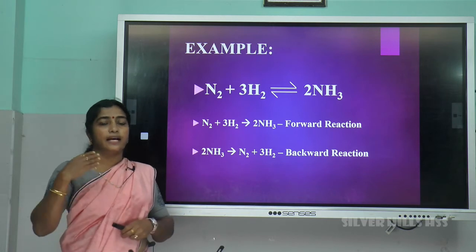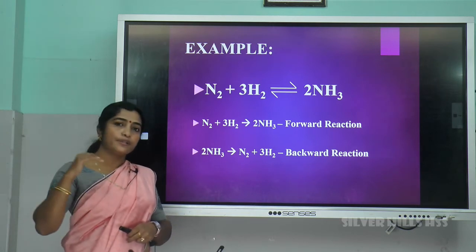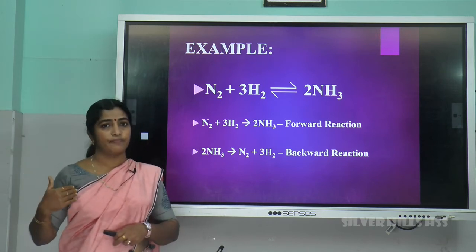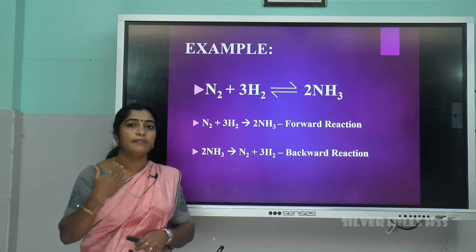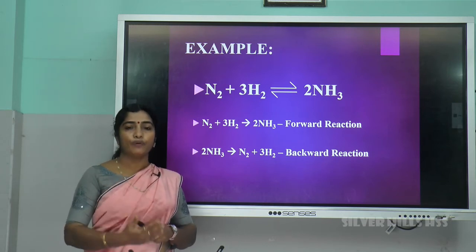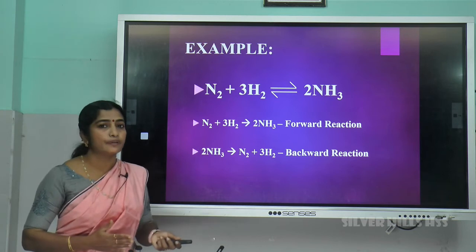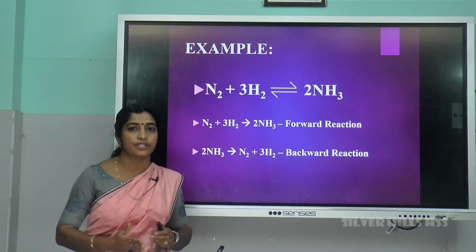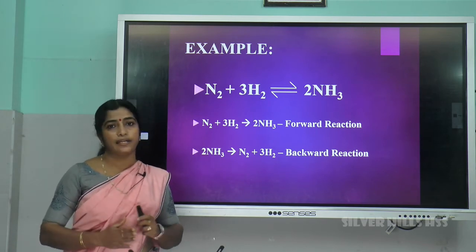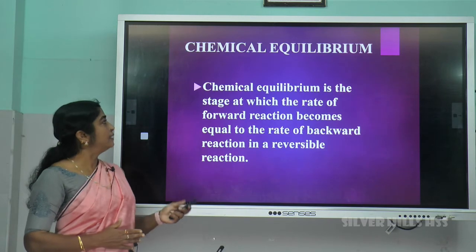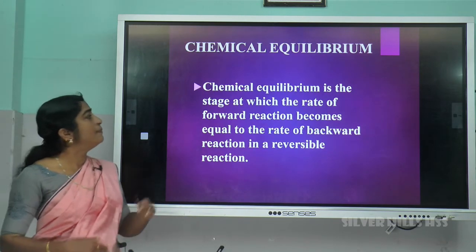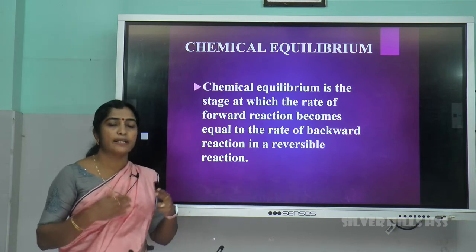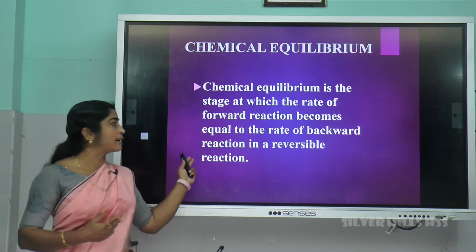That is, as the reaction progresses, the rate of forward reaction decreases and the rate of backward reaction increases. Finally, their speeds become equal. The rate of the forward reaction will be equal to the rate of the backward reaction. This state of a reversible reaction is known as chemical equilibrium. That is, chemical equilibrium is the stage at which the rate of forward reaction becomes equal to the rate of backward reaction.